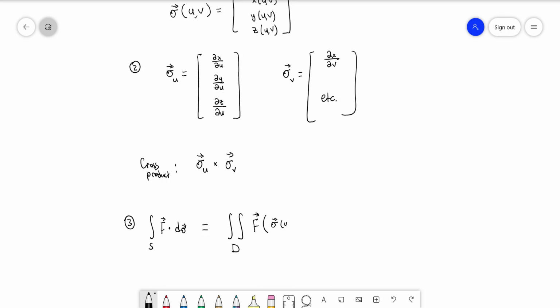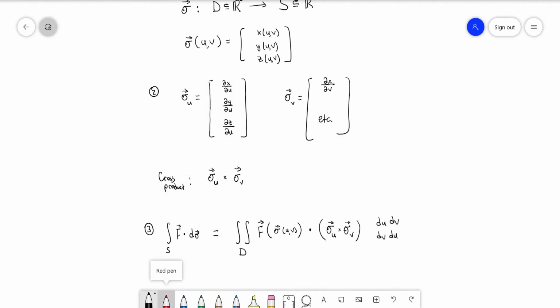So you're going to have that, and then you're going to do the dot product with the cross product vector that you computed over here. And dot product with sigma u cross sigma v. Okay. And then u and v would be your variables of integration. So here you could have a du dv, or possibly a dv du, depending on whichever order may have seemed more convenient for you.